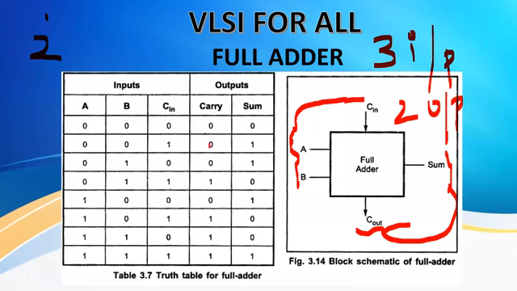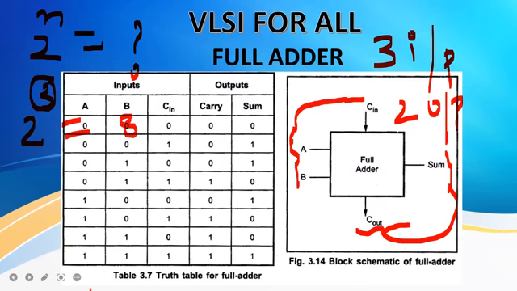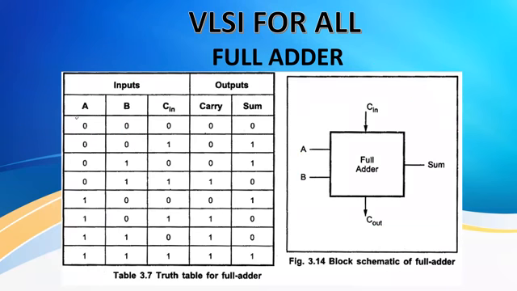We have 2 power n is equal to what? Again, we have 3 inputs, so we have to take 2 power 3. As I said before, this 3 indicates the number of variables. So 2 power 3 is equal to 8, right? We have three inputs, A, B, C in. These are the possible combinations. And this is the carry and this is the sum.